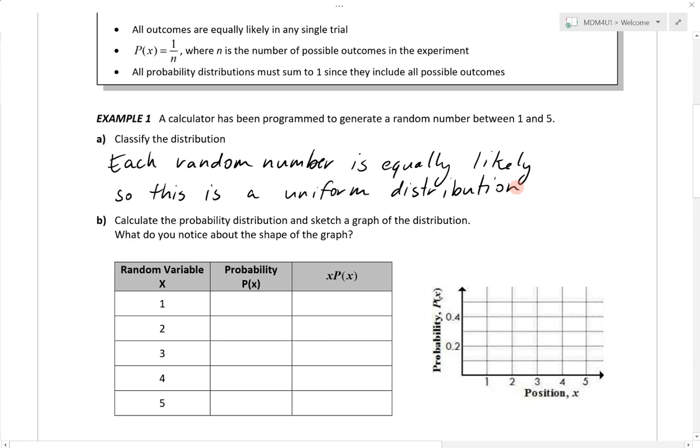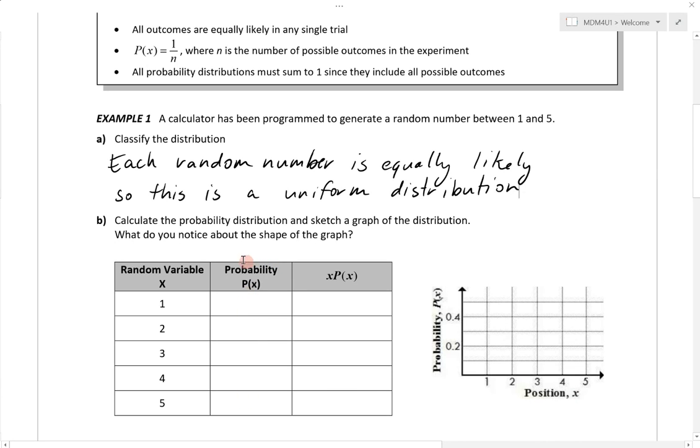So calculate the probability distribution and sketch a graph of the distribution. So if you remember from the last lesson, when we do probability distributions, we graph them using histograms. So we're going to create a histogram for this uniform distribution. Before we could do that, let's fill in the table and find these probability values.